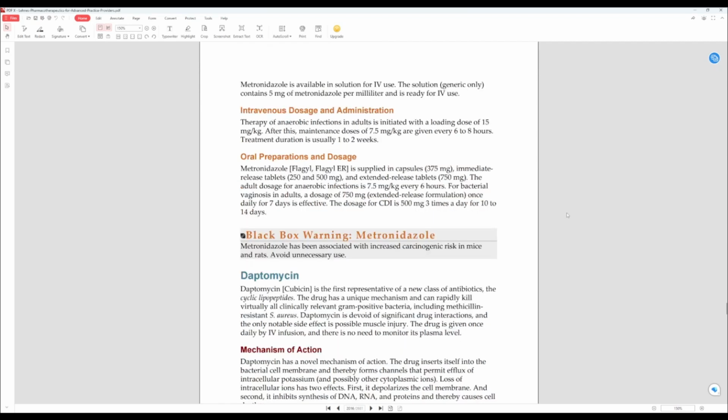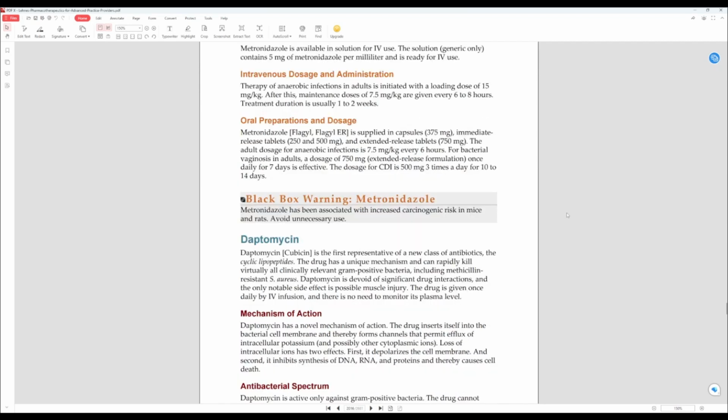For IV dosage and administration, therapy of anaerobic infections in an adult is initiated with a loading dose of 15 milligrams per kilo. After that, maintenance doses of 7.5 milligrams per kilo are given every 6 to 8 hours, and treatment can last anywhere between 1 to 2 weeks.